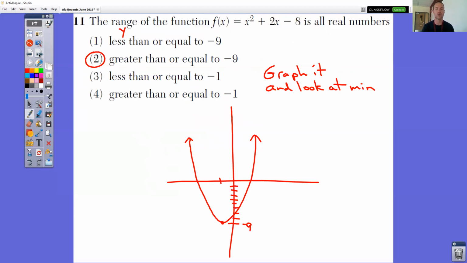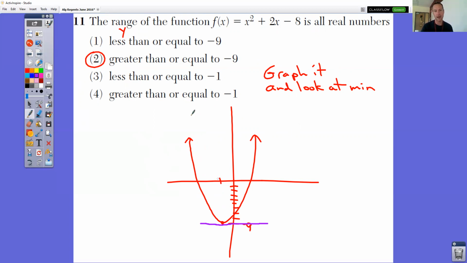In question number 11, the range. The range, remember, is your y value. Domain is your x, range is your y. Of this function is all real numbers. And so all that you have to do is graph it, and you want to look at the min. All right, the min here is -9. Remember, the range is your y value, so those go up and down. So our graph contains all of the points that are greater than or equal to -9. All right, because that's the lowest point and everything's up above it.